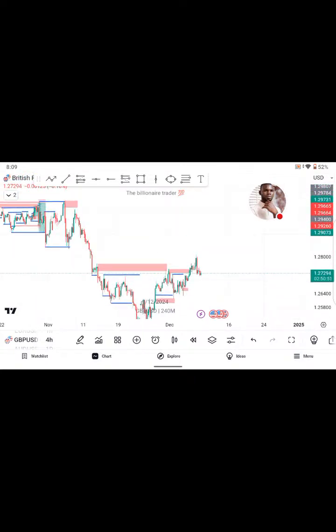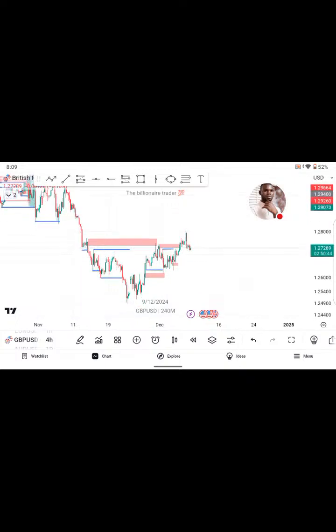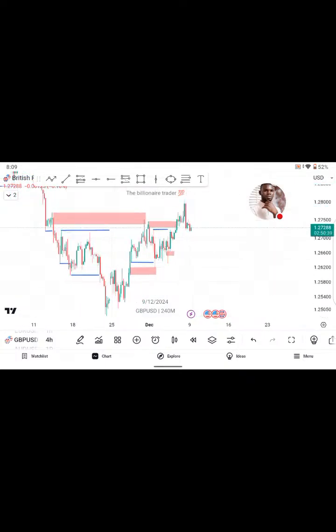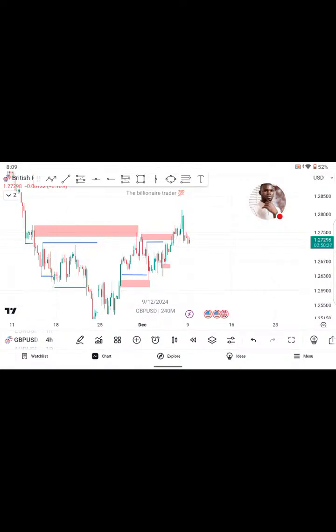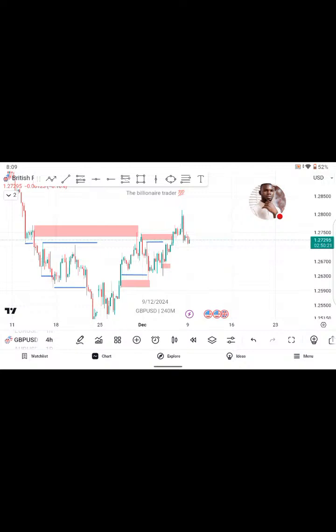So this GBP, let's look at. On GBP I have this BOS, I have another BOS, I have this high available as liquidity. And as you can see, price mitigated this zone and dropped to mitigate this other zone too. After mitigating this zone it invalidated itself.